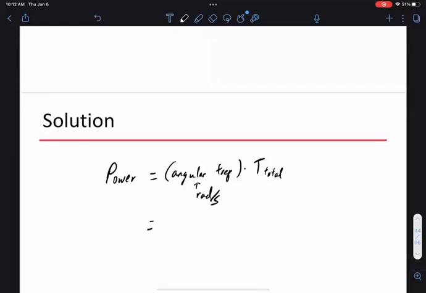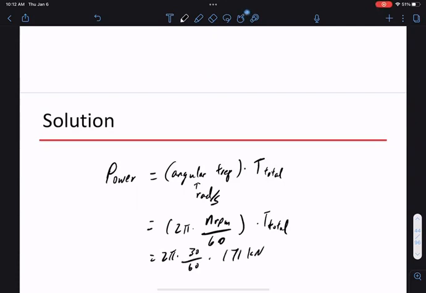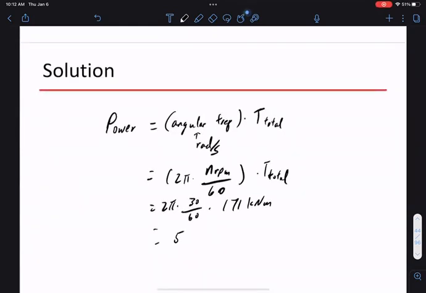So let's do the conversion. The conversion is 2 pi times the frequency in RPM divided by 60, times the total torque. You divide by 60 to get rotations per second, and multiply by 2 pi to get radians per second. So this is 2 pi times 30 over 60 times the total torque, 171 kilonewton meters. And we get something like 5.2 kilowatt.